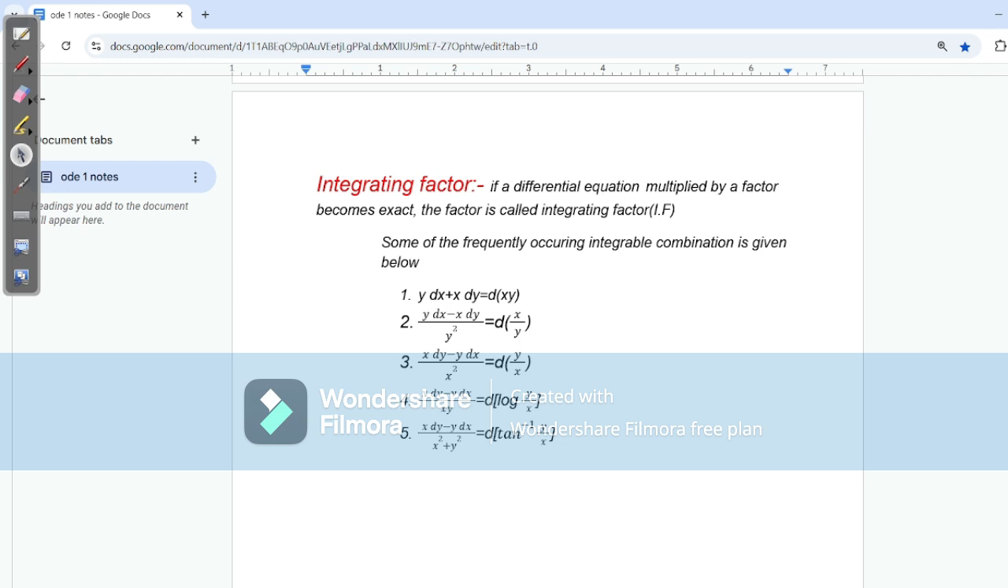Some of the frequently occurring integrable combinations are: y dx plus x dy is equal to d of xy; y dx minus x dy by y square is equal to d of x by y; x dy minus y dx by x square is equal to d of y by x; x dy minus y dx by xy is equal to d of log y by x; x dy minus y dx by x square plus y square is equal to d of tan inverse y by x.